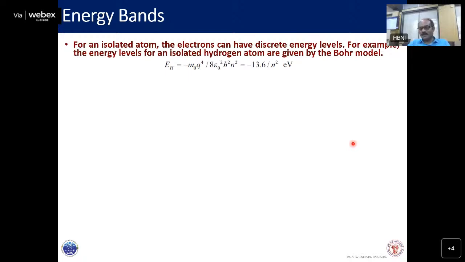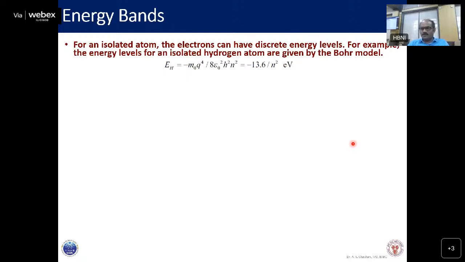Now let us see what energy bands are. For an isolated atom, let us imagine we forget that silicon is crystallized in this crystal structure. We have an individual silicon atom, or any individual atom, let us say a hydrogen atom, for the simplest structure. For an isolated atom, the electron can have discrete energy levels.